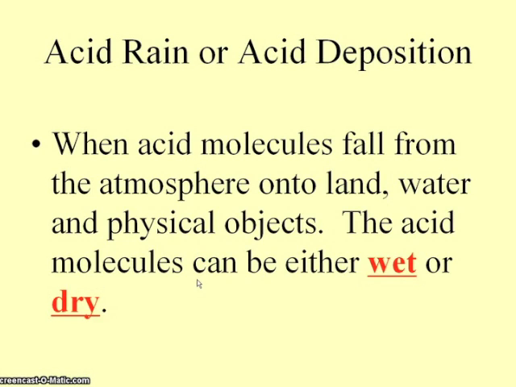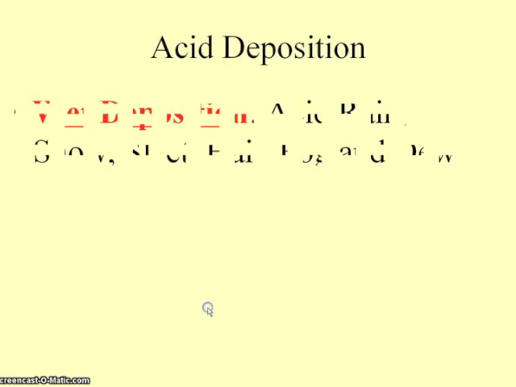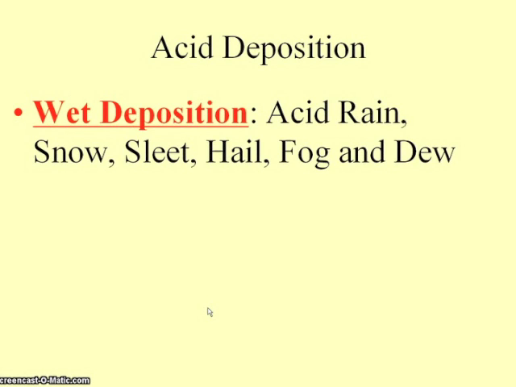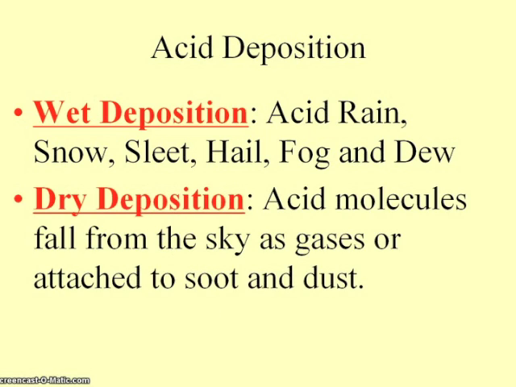Now, acid deposition you probably don't hear a lot about, but I'm sure you've heard of the term acid rain. Now, when acid molecules fall from the atmosphere onto land, water, and physical objects, the acid molecules can either be wet or they can be dry. And so when we look at acid deposition, wet deposition is acid rain, snow, sleet, hail, fog, and dew. Where dry deposition is acid molecules that fall from the sky as gases or they're attached to soot and dust.